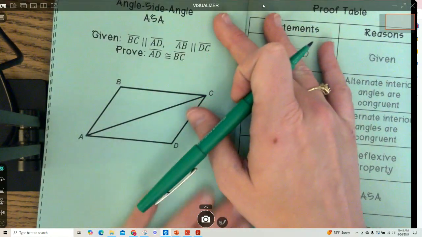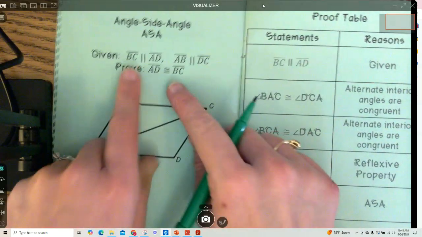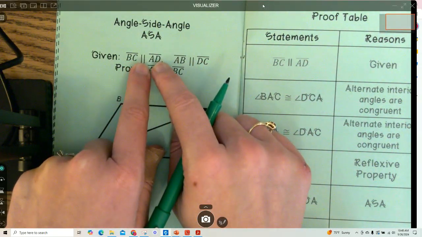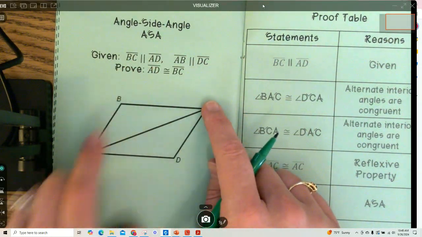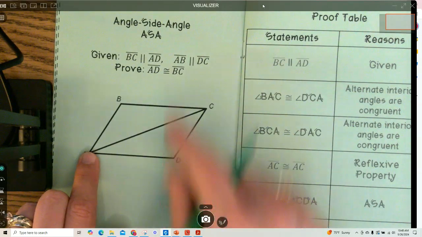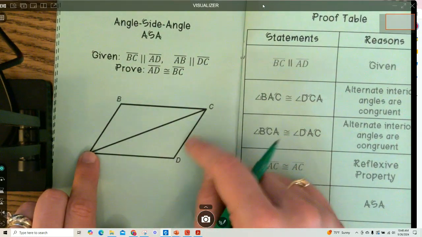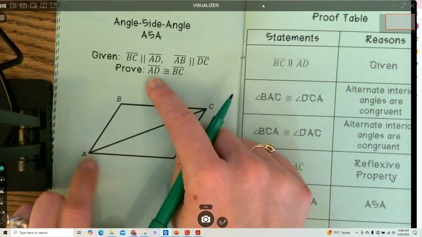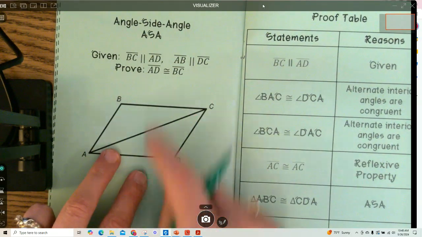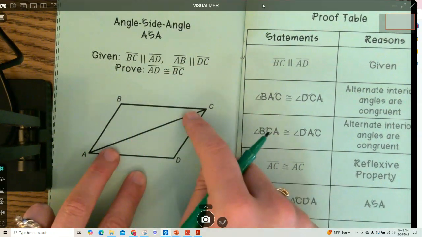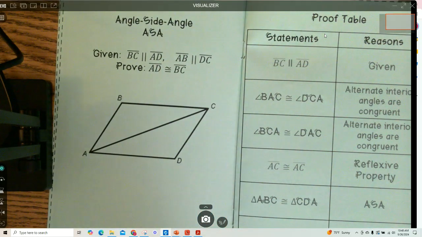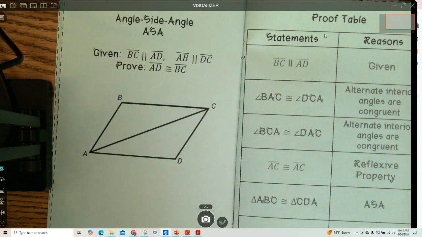All right, angle side angles. So given BC is parallel to AD. BC is parallel to AD. And AB is parallel to DC. Prove that AD is congruent with BC. Okay, so for this one, sorry guys, my notes are kind of in a weird spot here.